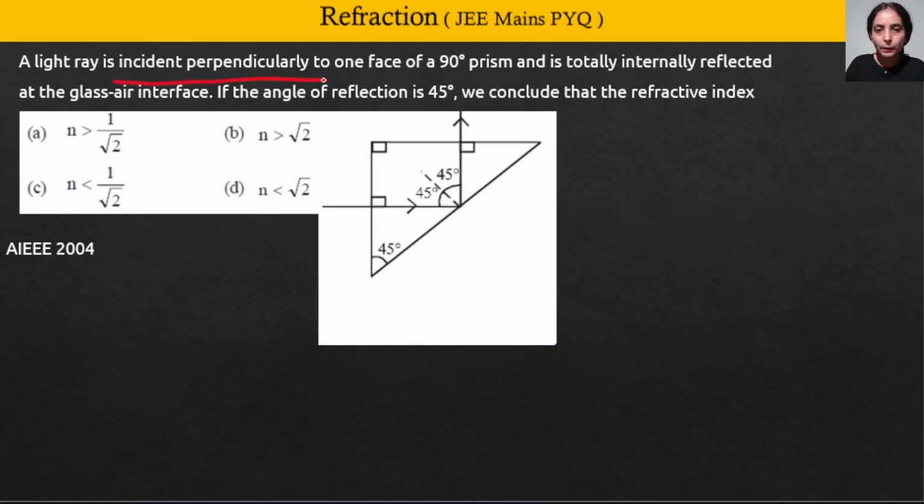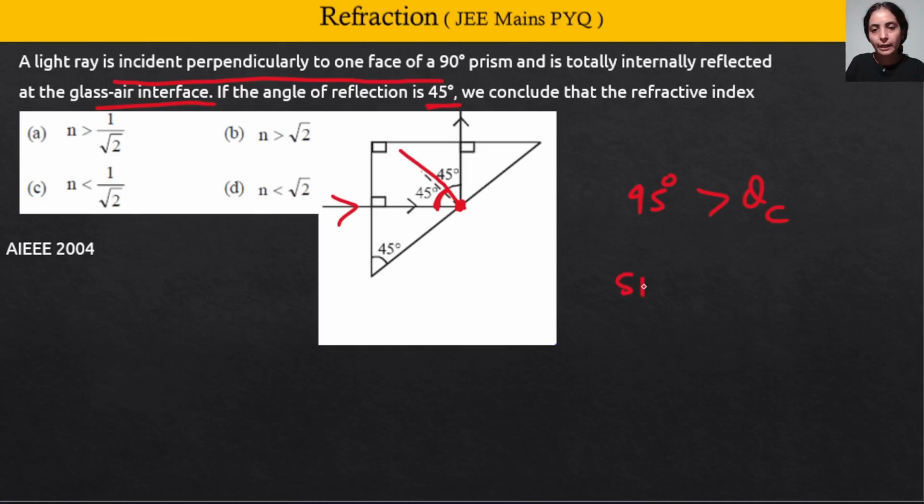Light ray is incident perpendicularly to one face of a 90-degree prism. Done है. So here it is incident. Done है. And it is totally internally reflected at glass air interface. Here total internal reflection is happening. If the angle of reflection is 45 degree, we can conclude that refractive index. So यहाँ पे देखो total internal reflection हो रहा है, यानी कि here angle of incidence at this point, that is 45 degree, is greater than what? Theta c, right? Then only total internal reflection is happening.